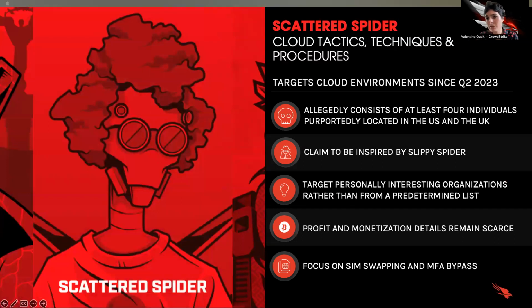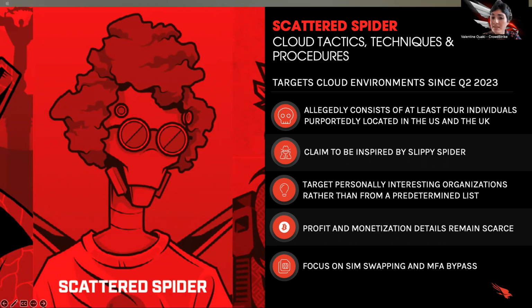Let's now focus on Scattered Spider, a prolific e-crime adversary that has gained attention due to the high-profile nature of their victims, and also due to their recent focus on cloud environments since Q2 2023. Scattered Spider consists of at least 4 individuals located between the US and the UK, and has conducted several social engineering campaigns, primarily against firms specializing in customer relationship management, as well as telecommunications, and also some technology companies. They use phishing pages to capture authentication credentials for Okta, for Microsoft 365, from VPNs, etc.